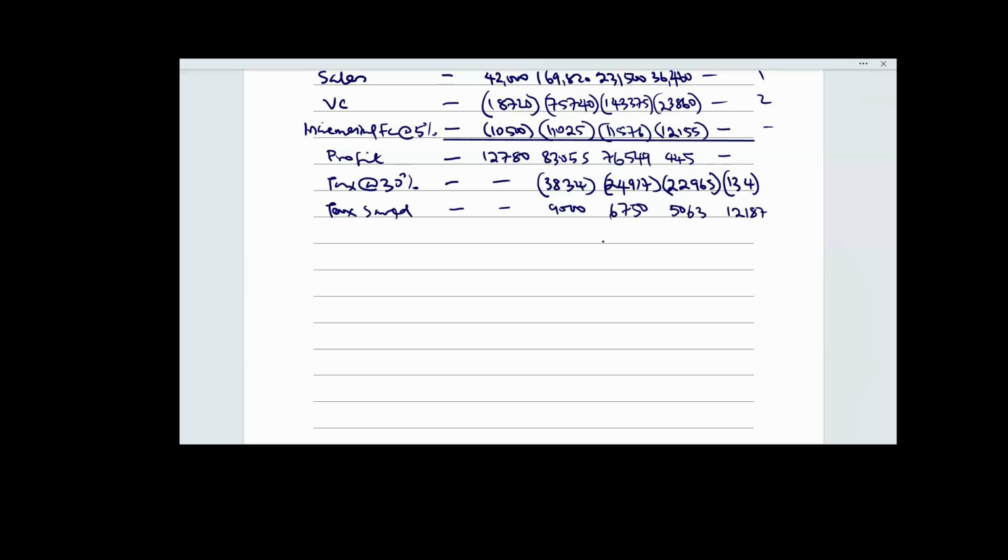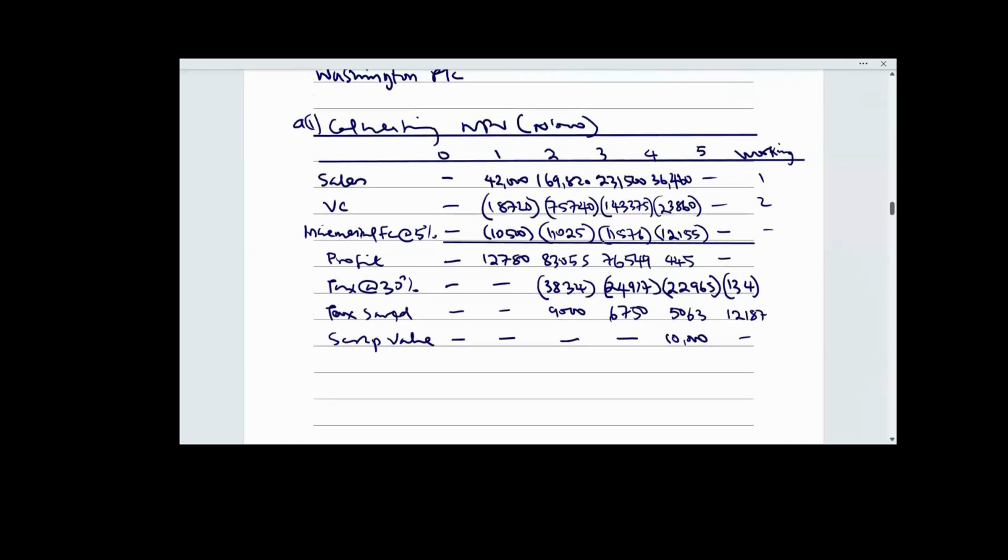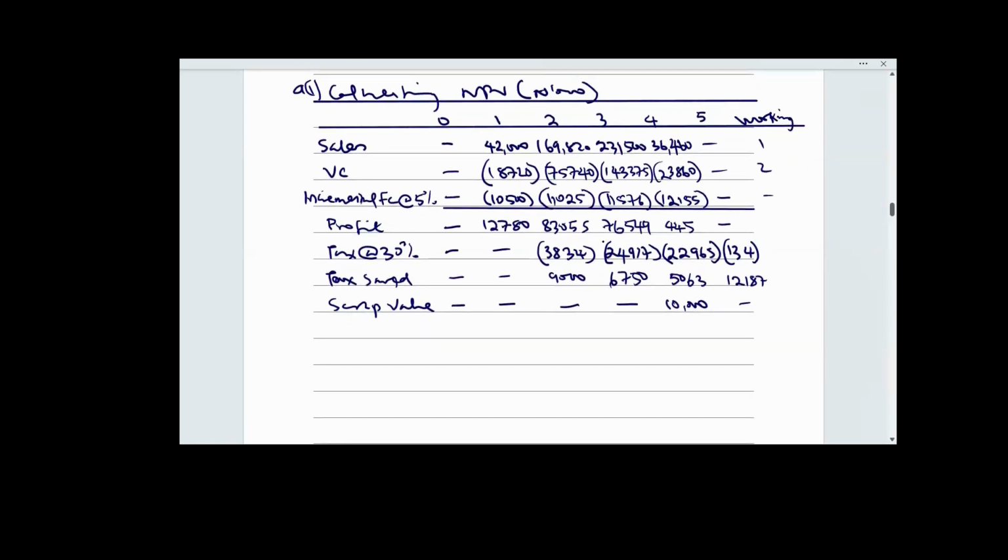So after this, in our format, the next item will be the scrap value. Scrap value is 10 million naira at the end of the useful life. Useful life is 4 years. Please, you have to be very careful. The essence of why you extend this to the 5th year is because of the impact of tax. Don't go and put your scrap value in year 5. That will be wrong, because the useful life of the asset is 4 years.